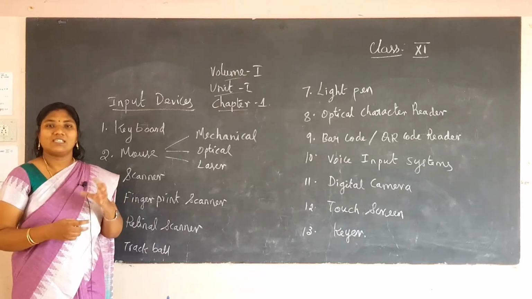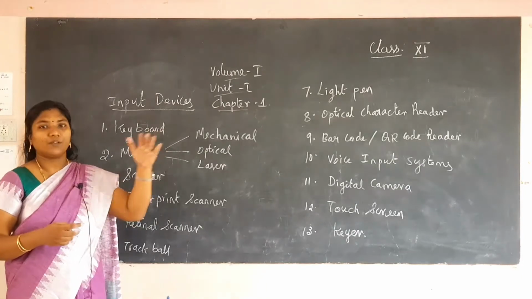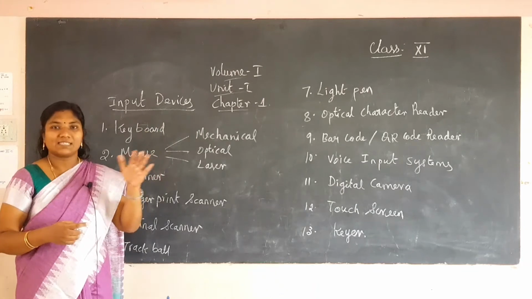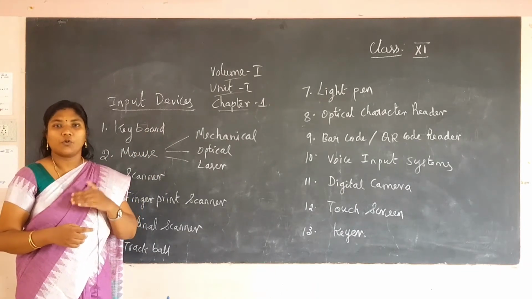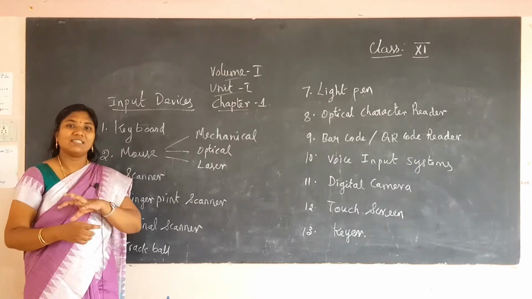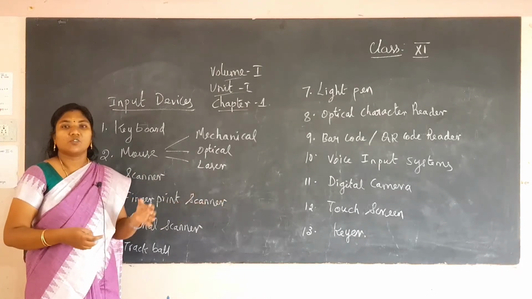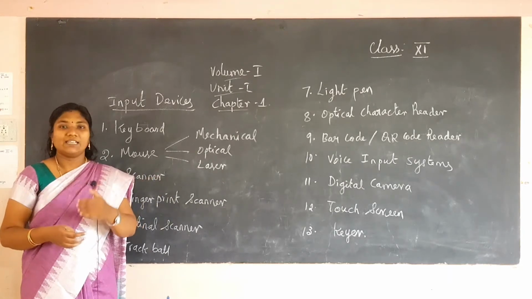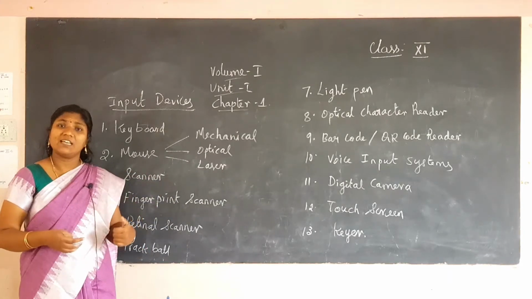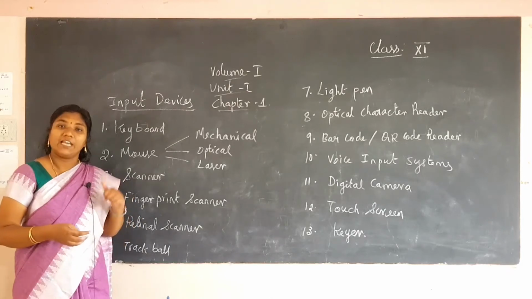So scanner means it is like a Xerox machine. The laser beam or any type of light will be passed on that. So it scans the text or images that you want to scan, and it takes the image as an input. Okay. So when you are scanning an image, it is gathered and scanned and entered into the system. So it is an input. Okay. So scanner is an input device.